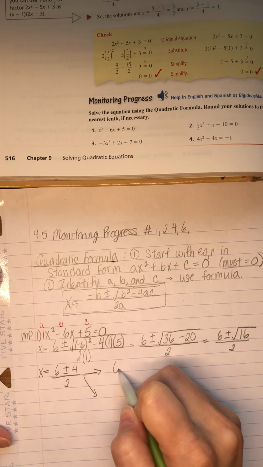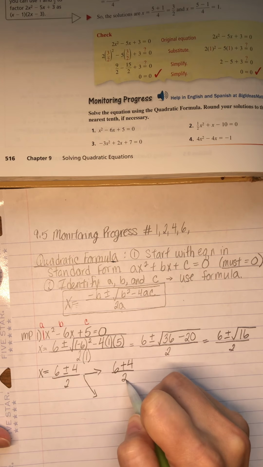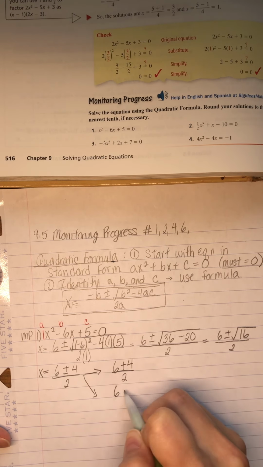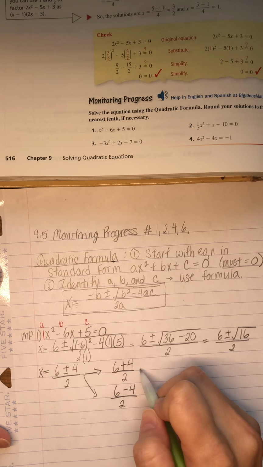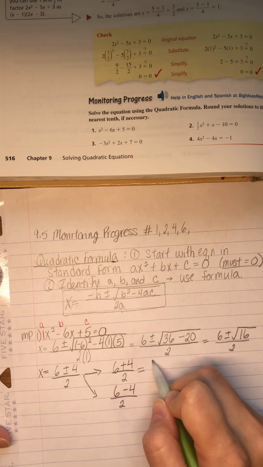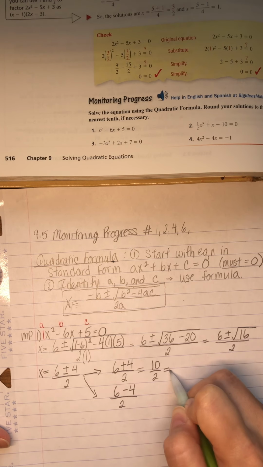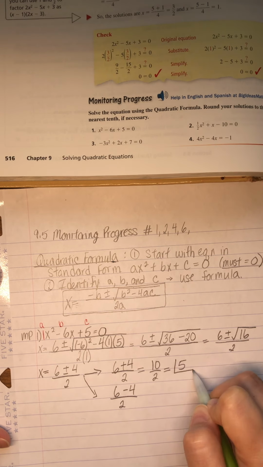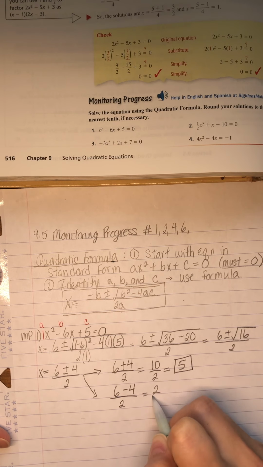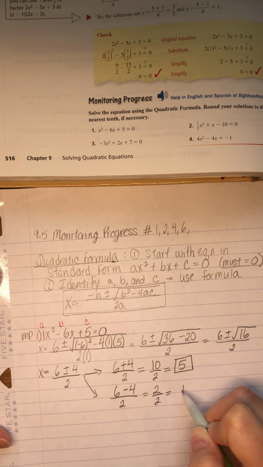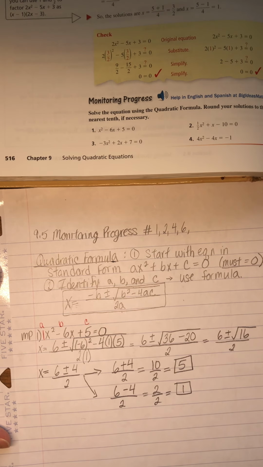I'm going to have 6 plus 4 over 2 as my one answer, and then 6 minus 4 over 2 as my second answer. Okay, let's simplify. Add the numerator first, 10 over 2. Let's divide it, and I get 5. That's my first answer. Our second one, 6 minus 4 is 2 over 2. When I divide it, I get 1, and that's my second answer. So my 2 answers are 5 and 1.